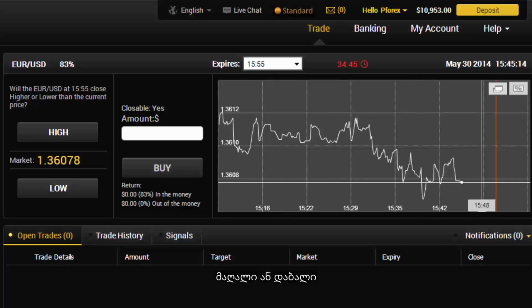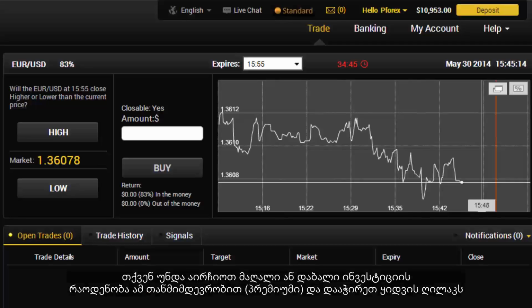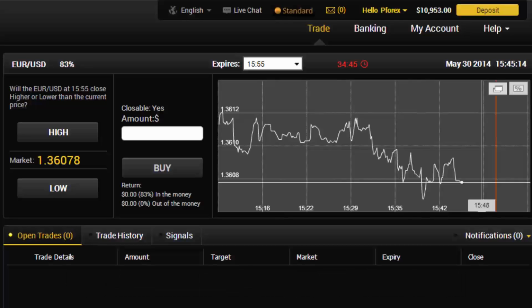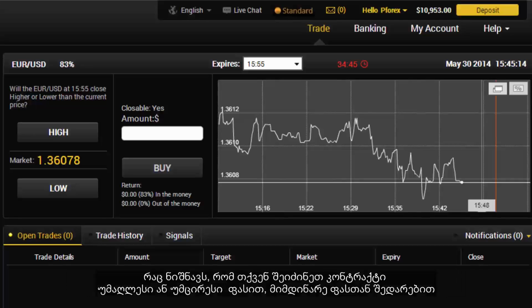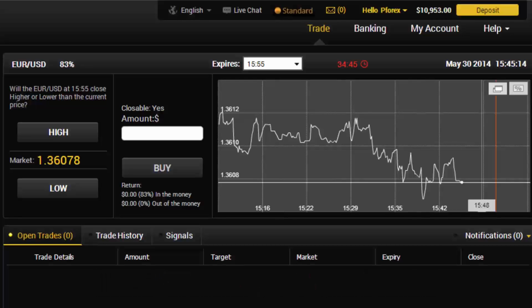High or low. Now, here we do not have to buy or sell in options. Thus, you have to select high or low and the amount of investment in this order, and then press the buy button. It means that you purchase a contract with a higher or lower target price than the current price.